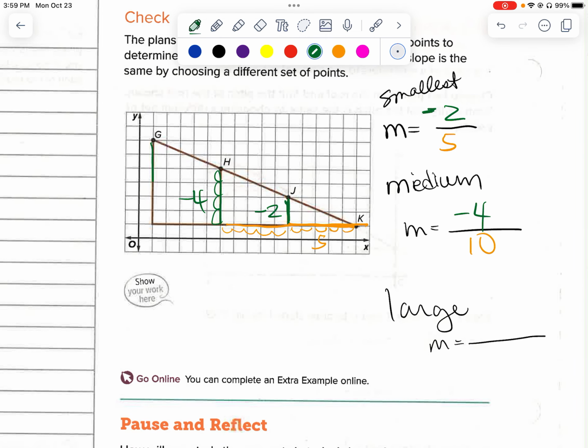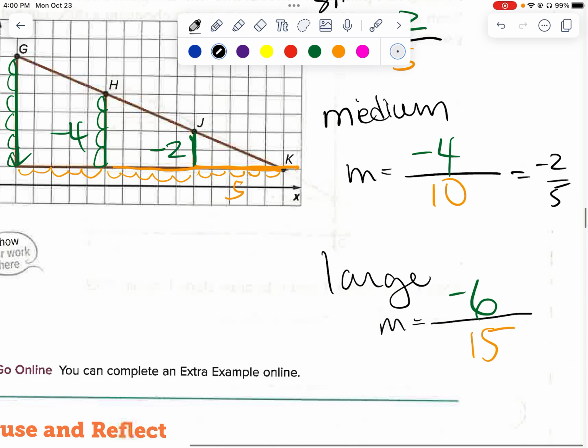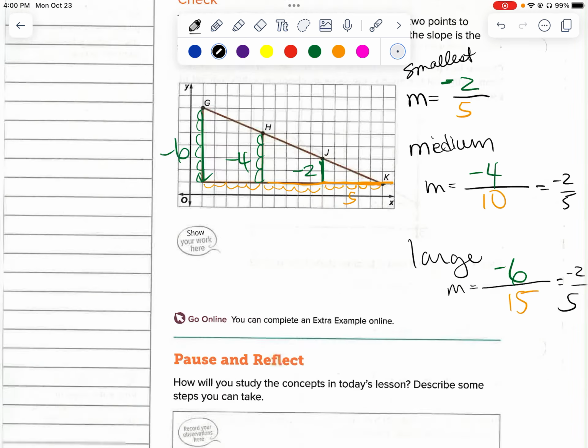Then this one, I'm going down. So it's 1, 2, 3, 4, 5, 6. So minus 6. And I'm going to go across 1, 2, 3, 4, 5 plus 10 would be 15. Okay, so if I simplified each one of my fractions, this one would be negative 2 over 5. This one would be negative 2 over 5. So the answer is negative 2 over 5.